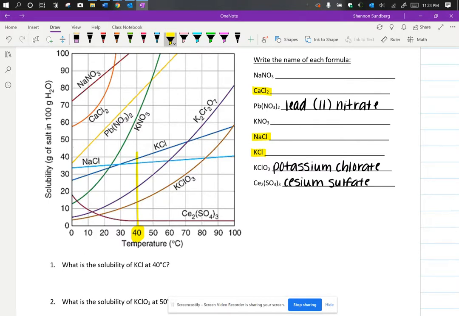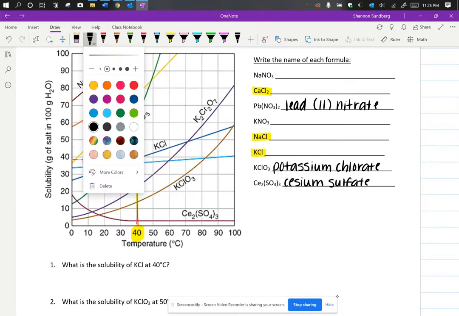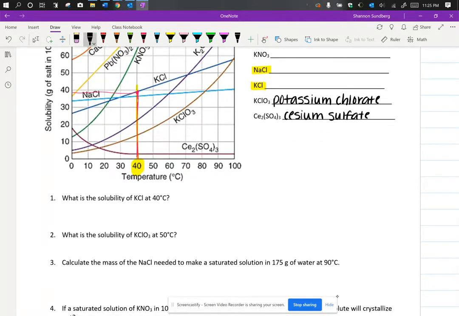Well, all I have to do is take my finger. I'm actually going to switch to a pen here so it doesn't goof us up. So 40 degrees Celsius is this much. I hit that line about here, which if you notice is slightly below 40. So if I were to give an educated guess, I would say that about 39 grams of the potassium chloride will dissolve per 100 grams of water.